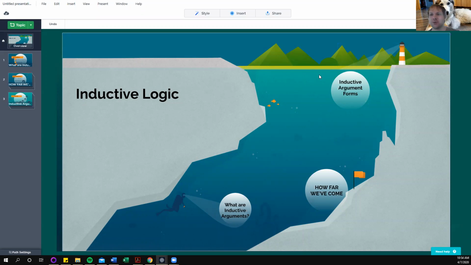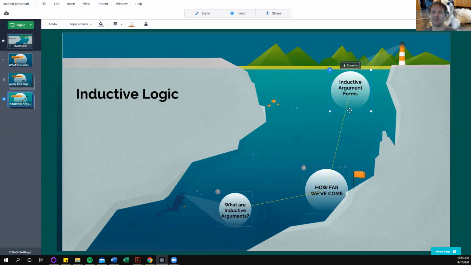So the way this lecture is going to run today is that we're going to cover the last of the inductive argument forms that I mentioned last time, which is the argument from authority. And then we're going to transition into a discussion about the material on probability that we'll be transitioning to next. So with that said, let's go ahead and jump in.